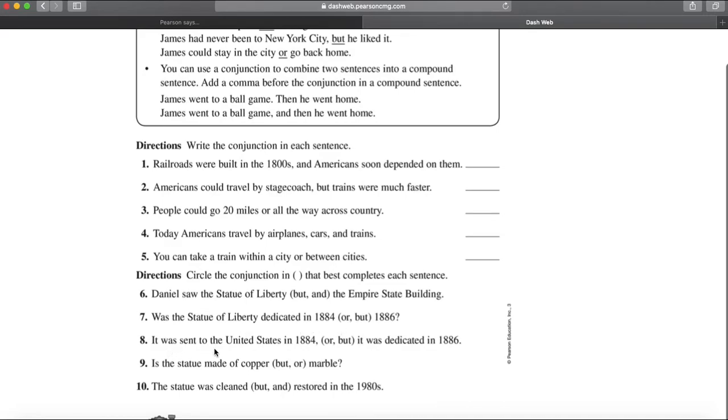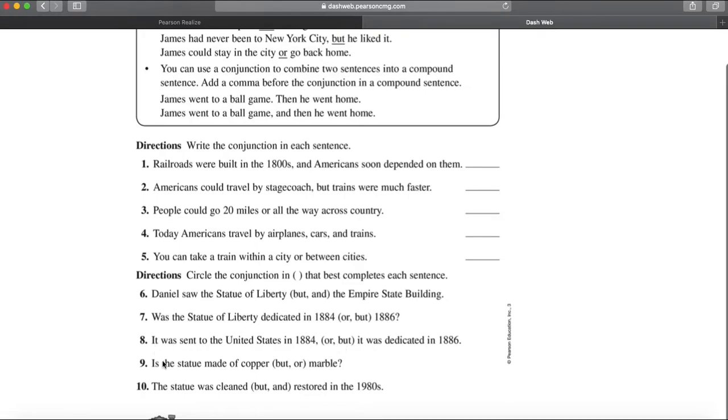It was sent to the United States in 1884, and it was dedicated in 1886, but it was dedicated in 1896. So the best answer here is but, because it was sent here, but it was dedicated in this year. It wasn't dedicated in the same year, so there's a difference here. Okay, I'm not choosing, I'm showing difference.